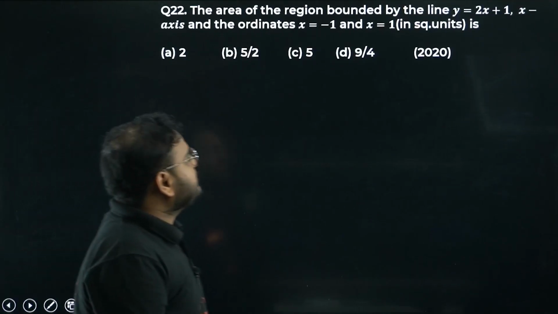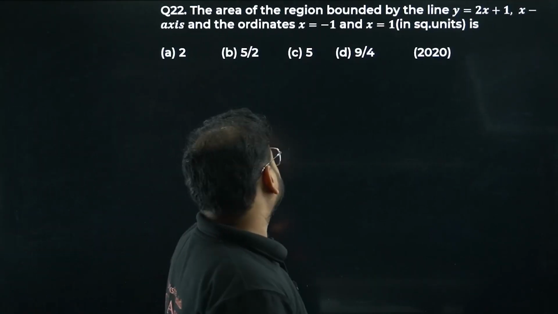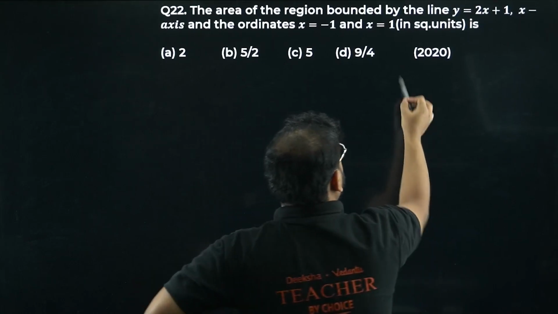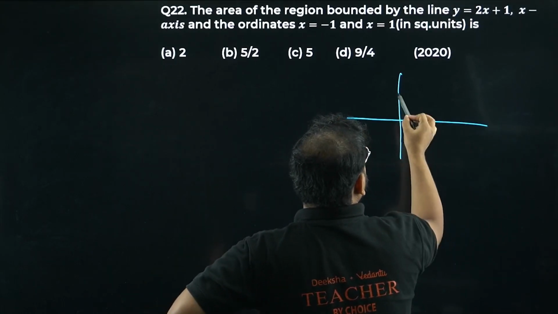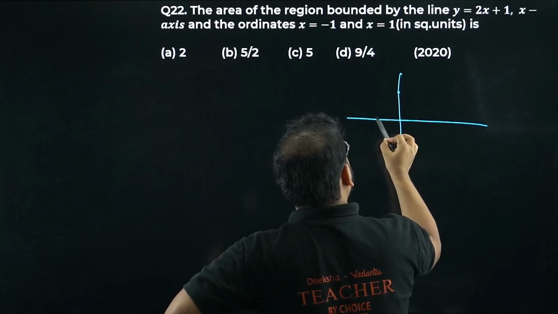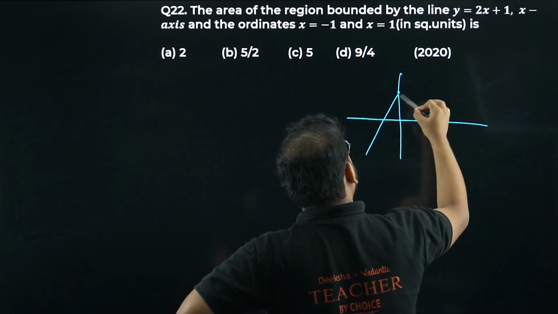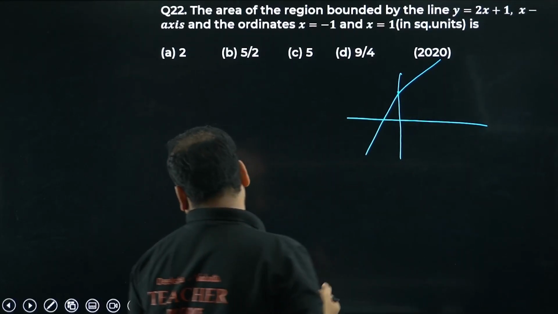22 now. The area of the region bounded by the line y equal to 2x plus 1. When x is 0, y is 1. When y is 0, x is minus 1 by 2. This is the curve, right? Doesn't look like a straight line. I'll make it better.